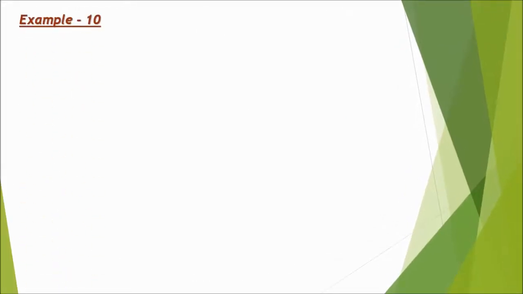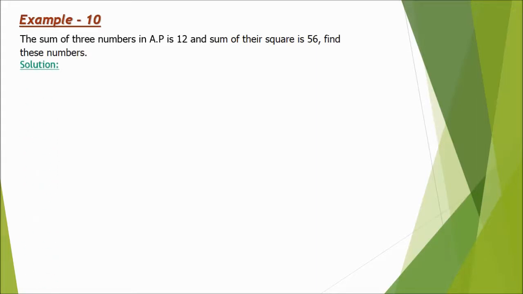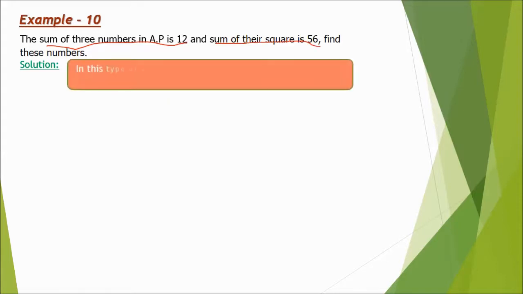Example 10. A similar type of question, but the second condition is slightly different. Now you can see the first condition is same, the sum of 3 numbers in AP is 12, but the second condition, the sum of the squares is 56. The second condition is a little bit different. In this type of question, suppose there are 3 terms in AP.